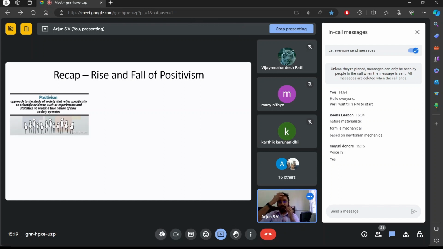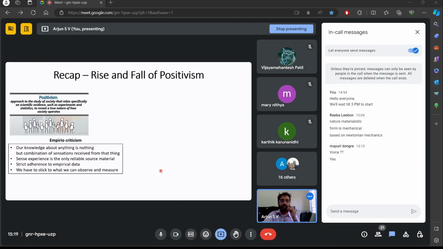Whatever scientific phenomena exist, as long as they are positive, as long as they are visible to our eye, as long as there is something to be studied, it can be studied. That's what positivism propagated. Positivism also gave birth to another advanced form called empiriocriticism at a later point, which is another brainchild of empiricism.